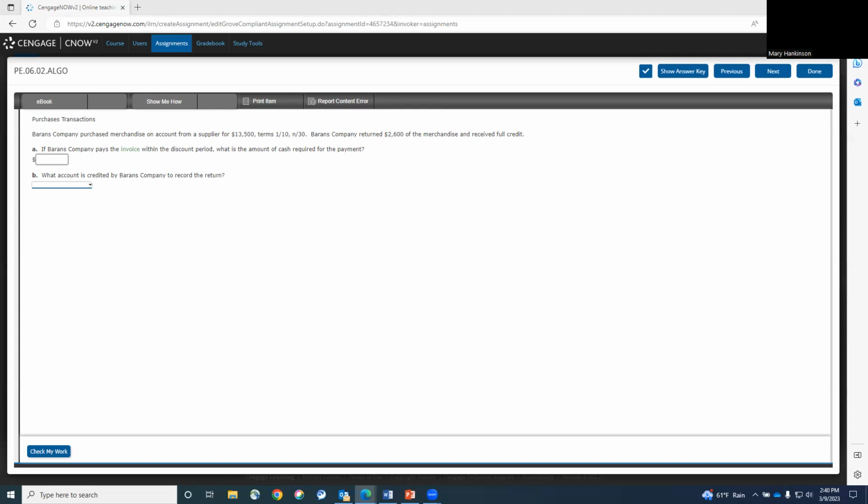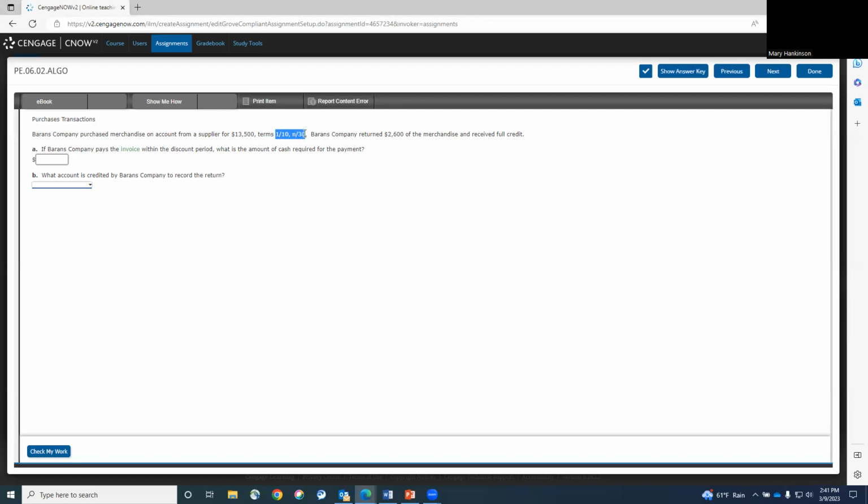In a perpetual inventory system, each purchase and sale of merchandise is going to be recorded in the inventory account and related subledger. In a periodic inventory system, the inventory does not show the amount of merchandise available for sale and the amount sold. Instead, a listing of inventory on hand called a physical inventory is prepared at the end of the accounting period. So let's look at our problem here when it's talking about purchase transactions. It says that the Barron's company purchased merchandise on account from a supplier for 13,500. So we have some new terms. We see this right here.